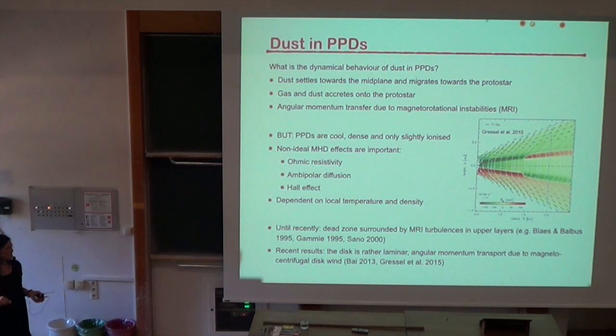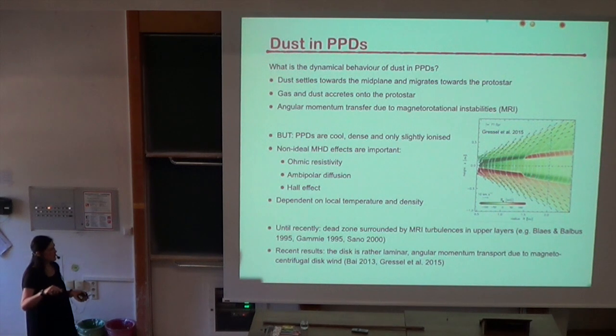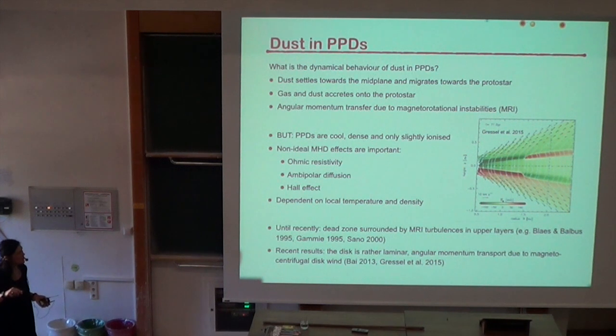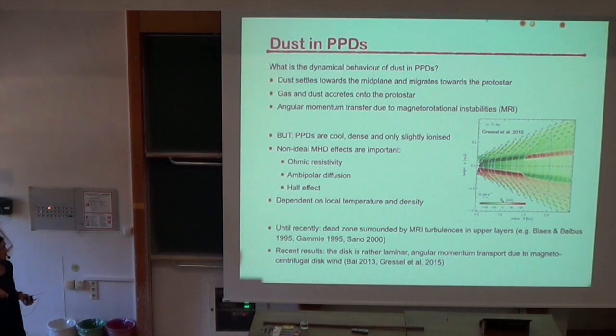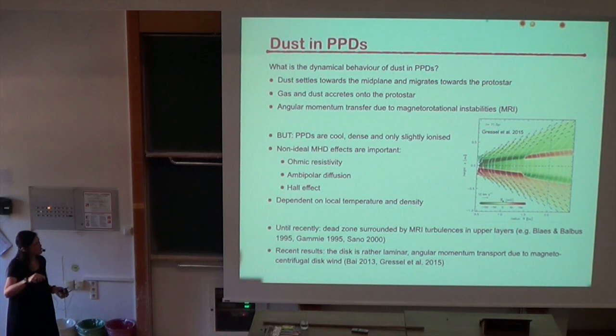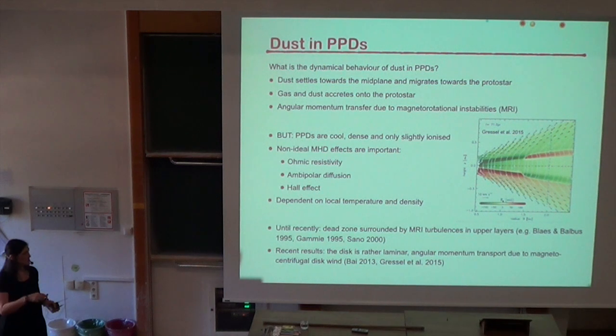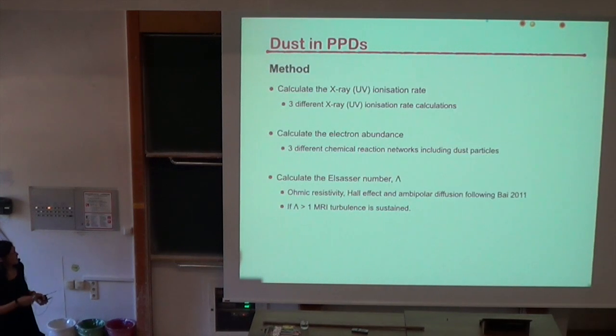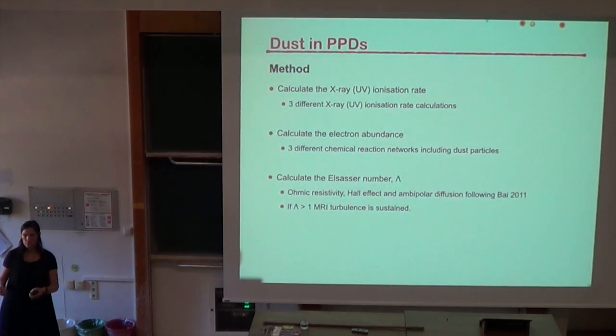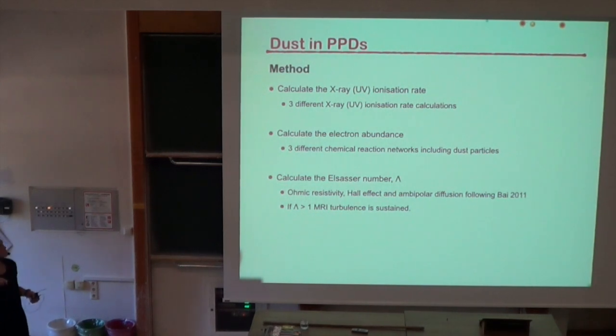But recent calculations show that this is not the case: the disk is rather laminar in the center, and there is only a magnetocentrifugal wind in the upper layers of the disk, which can then take the angular momentum away. But the question is what is happening there. This was done by Bai in 2013 and by Gressel and Ball in 2015, and this is the picture from Gressel and Ball 2015. They were using relatively simple chemical reaction networks. My idea is now to see which influence different chemical reaction networks have.